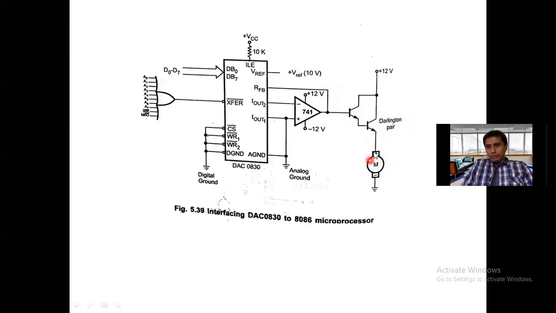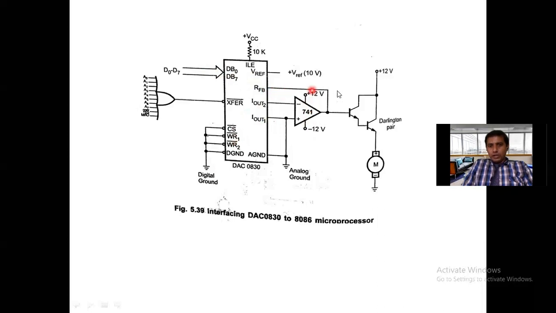Because of this arrangement, what happens? It will provide more driving capacity to the motor. For that reason, we are connecting the Darlington pair arrangement here. Okay, so like that, this DAC will take digital data and convert it into analog data with the help of WR1 and WR2 bar registers, and that digital is now converted in the form of analog current, and those currents are passing through the op-amp with the reference voltage plus 12 and minus 12. In that range only the op-amp will operate.